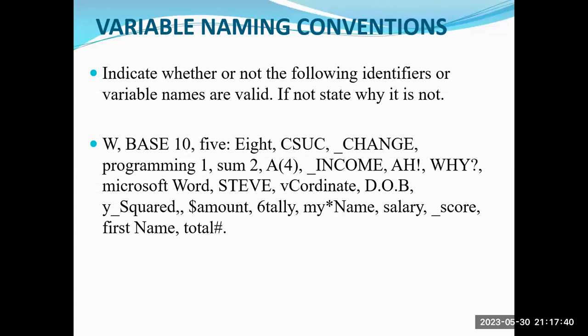So Michael, please tell me the next one. Underscore change. It's valid because it contains only a first underscore and then only alphabets. Okay, thank you very much.